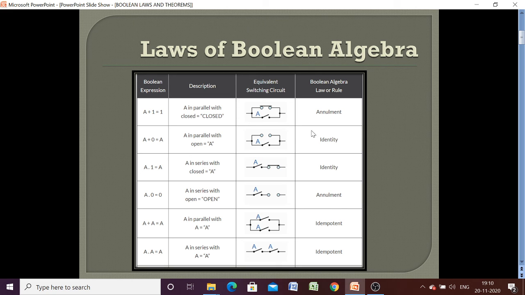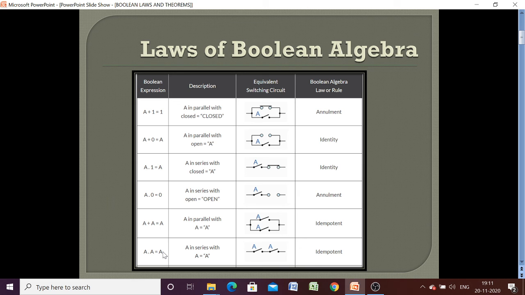Let us come to the identity law, which tells us that if 0 is ORed with a logical variable, the output will be the logical variable itself. If 1 is ANDed with a logical variable, the output will be the logical variable itself. The next law is the idempotent law. It tells that if a logical variable is ORed with itself, the result will be the logical variable, and if it is ANDed with itself, the result will be the logical variable itself.